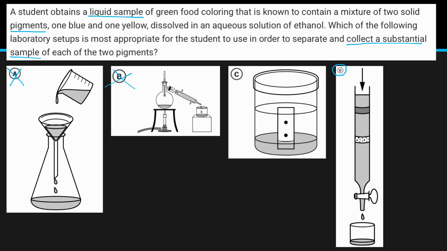So it's going to be the best option because it separates large amounts of compounds based on their polarity or affinity, and you can collect fractions of each pigment as they go through their mobile phase.